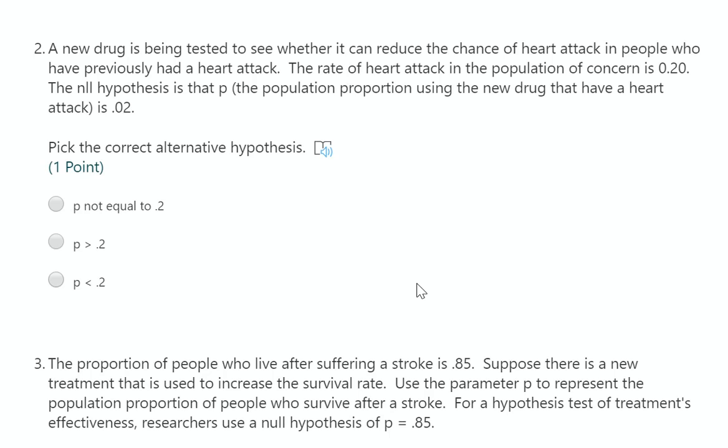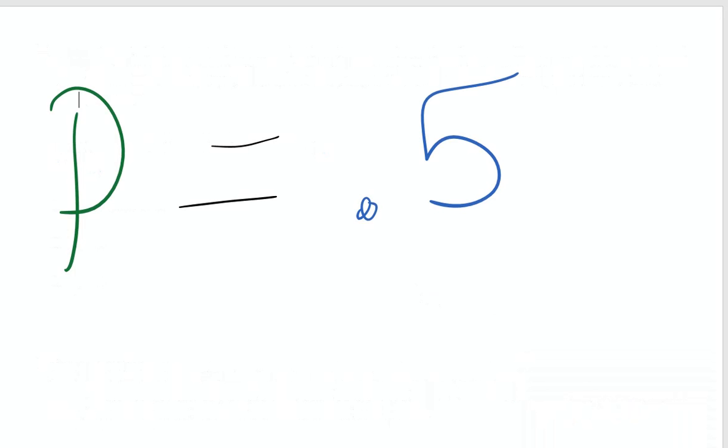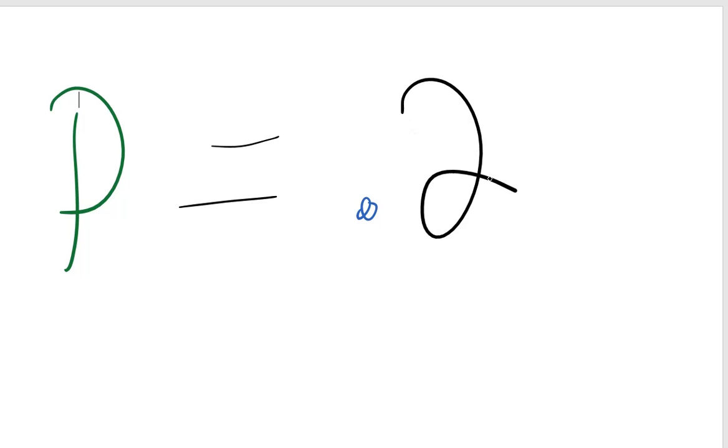Anyways, a new drug is being tested to see whether it can reduce the chance of a heart attack in people who have previously had a heart attack. The rate of heart attack in the population of concern is 0.20. So that means the null hypothesis is p equals 0.20, right? And that's for the null hypothesis.